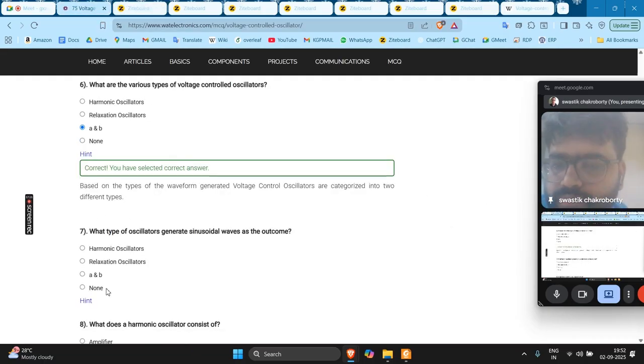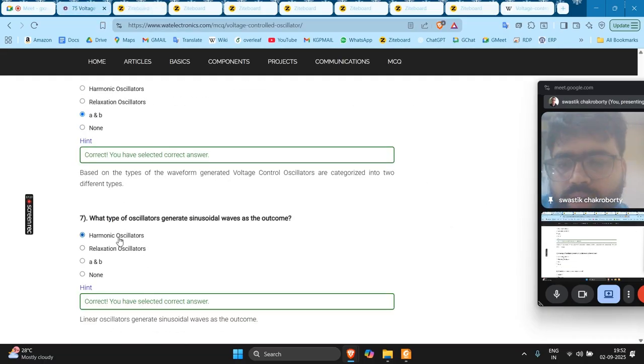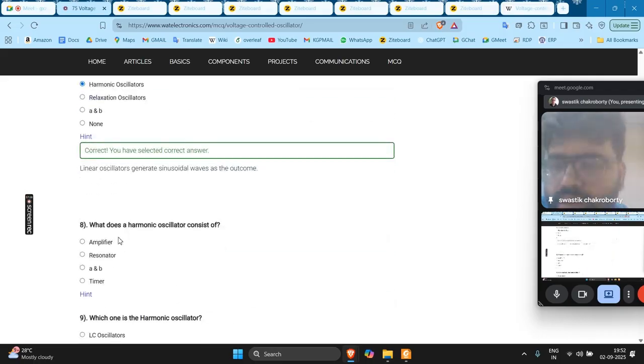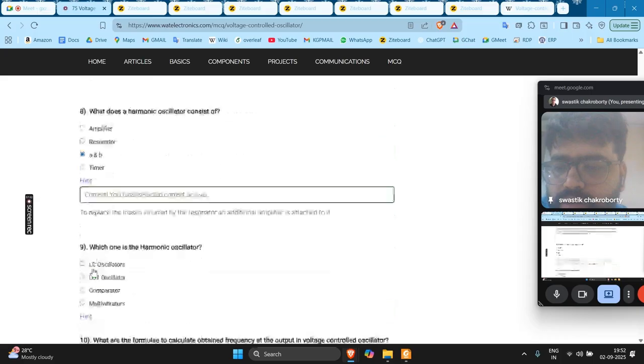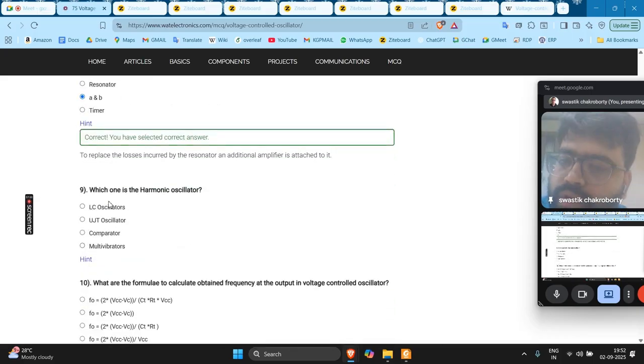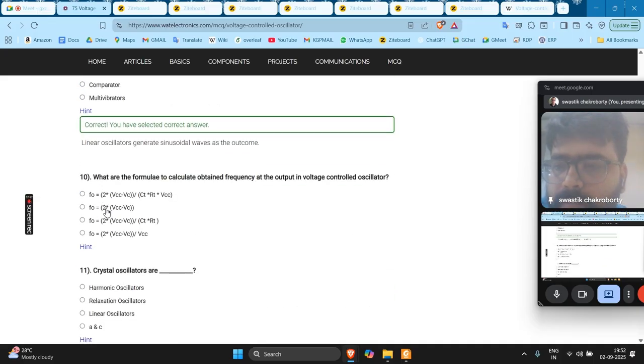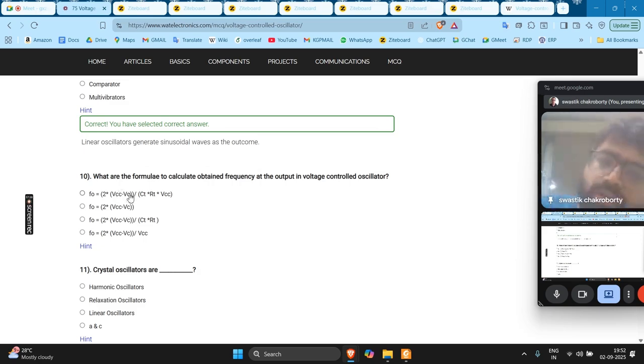Next question is, what type of oscillator generates harmonics? Sinusoidal, that is harmonic. A harmonic oscillator consists of an amplifier and a resonator, and a harmonic oscillator is an LC oscillator. So what is the formula to calculate the obtained frequency and the output in a voltage oscillator?